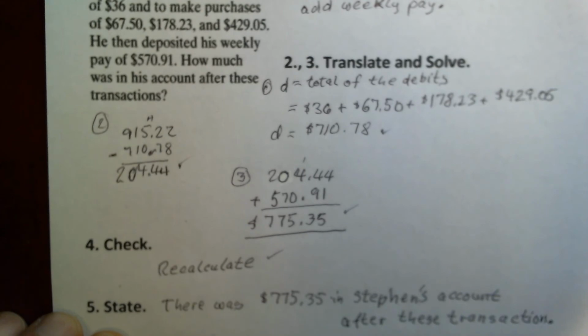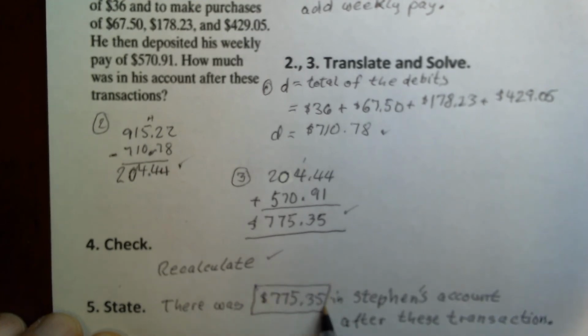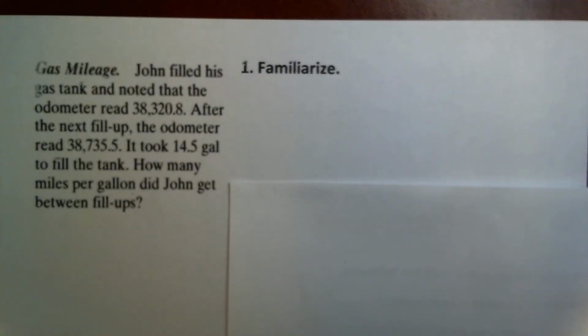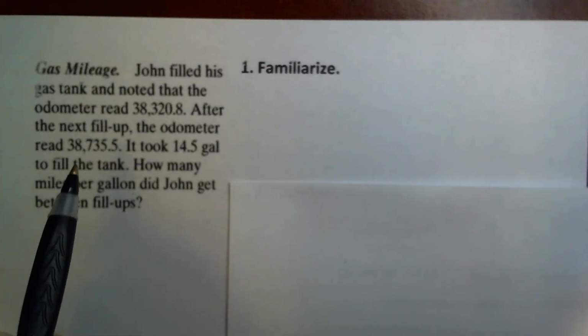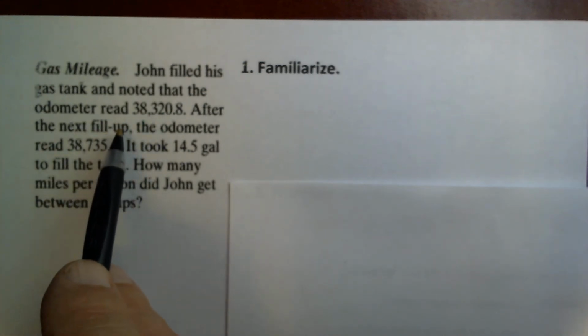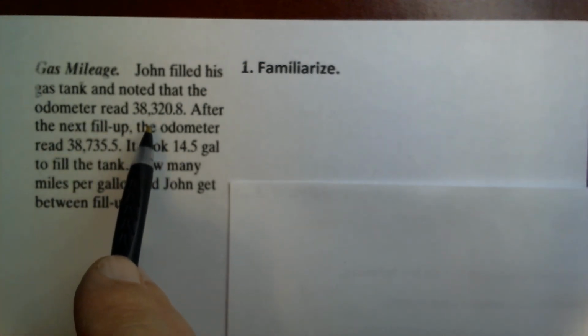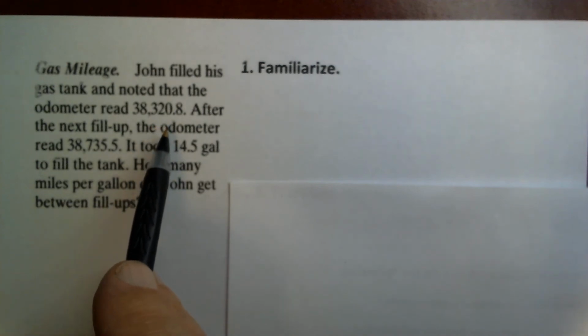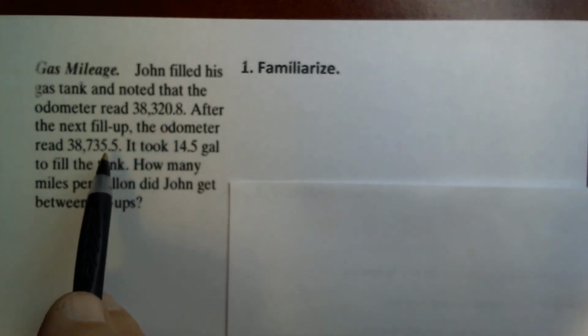So we state there was $775.35 in Steve's account after these transactions. In the next example, we are to compute the gas mileage. John filled his gas tank and noted that the odometer read 38,320.8 miles.